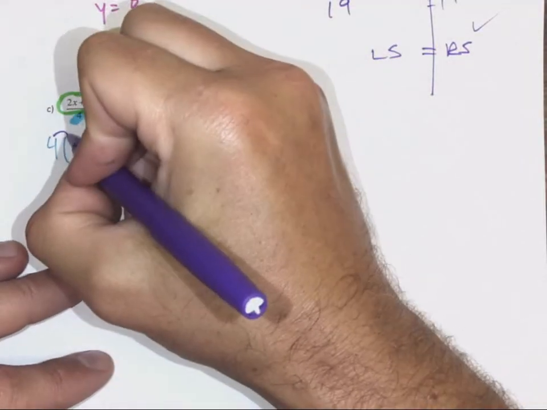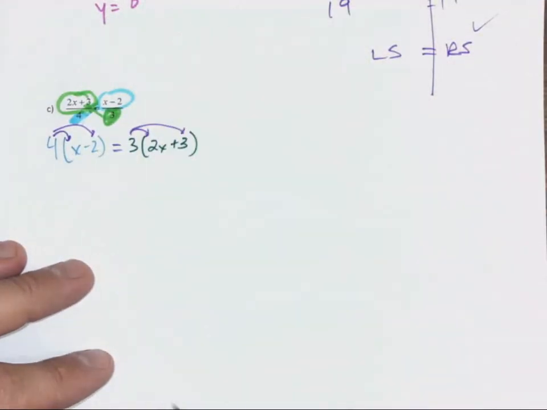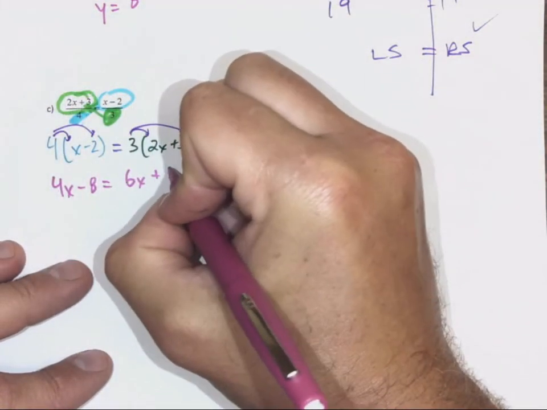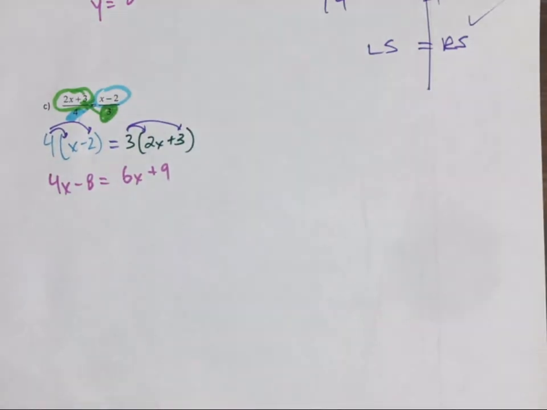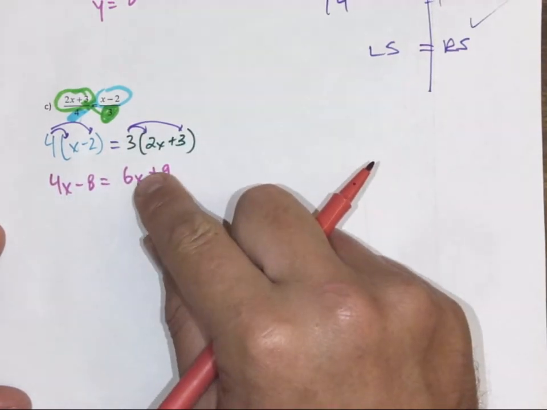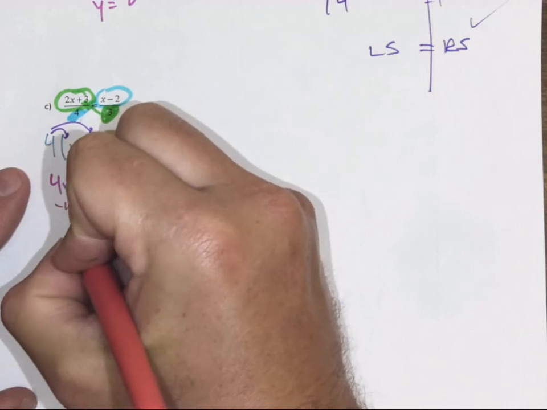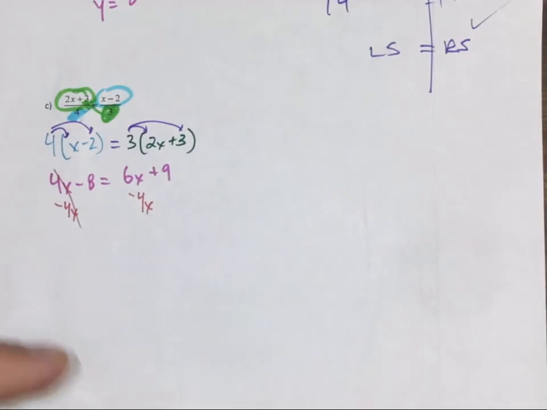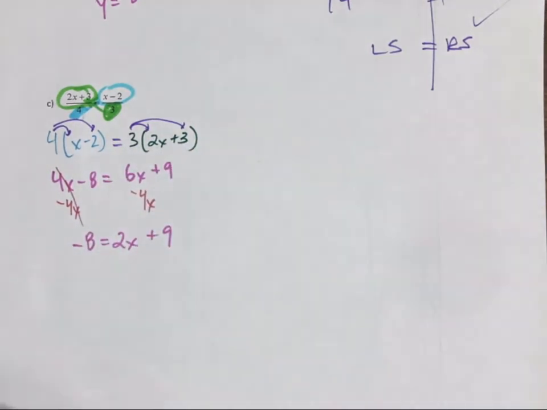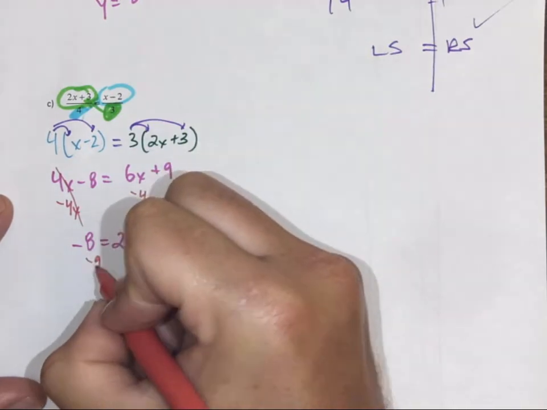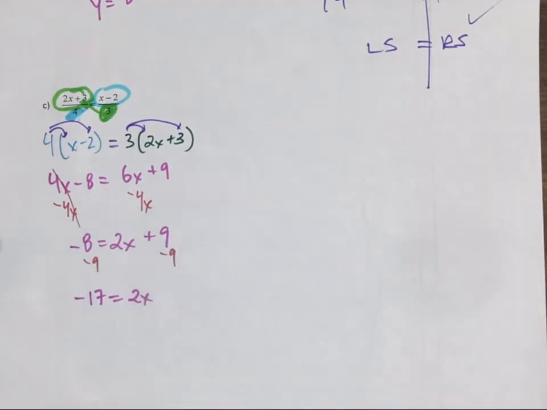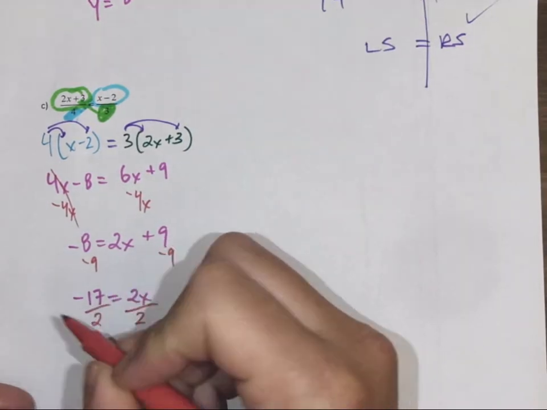Now I can continue to distribute. And solve, collect like terms. There's 6 x's on the right and 4 on the left. That's more over here. So I want to get rid of the x's from the left side. Take away 4 x's, take away 4 x's. Take away 9, take away 9. Divided by 2, divided by 2.